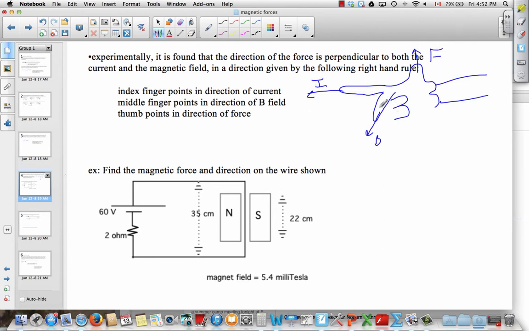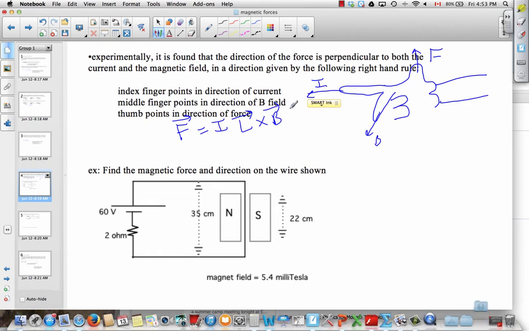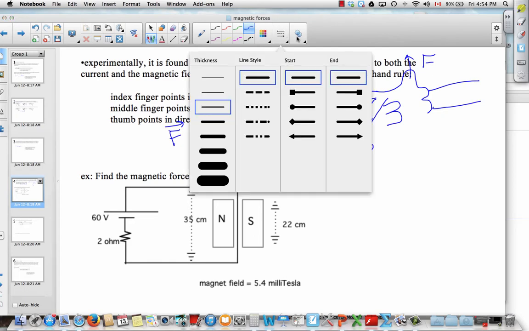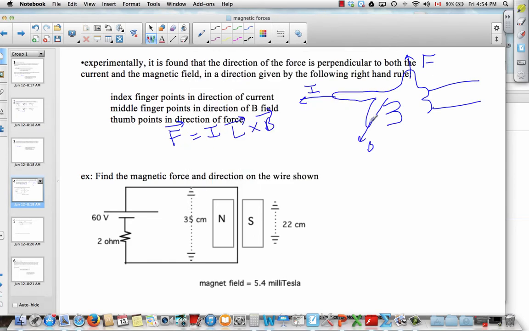Now, what we're really doing here is a vector cross product. We're pointing our finger in the direction of, not really current, because that doesn't have direction, but you can define a length direction for the wire, and we're crossing it with the magnetic field. A cross product gives us this behavior, that it's perpendicular to both the current direction and the magnetic field in a right-hand sense.